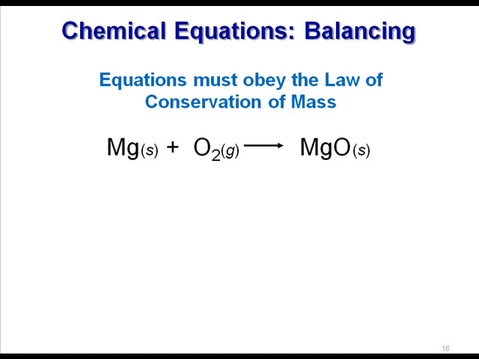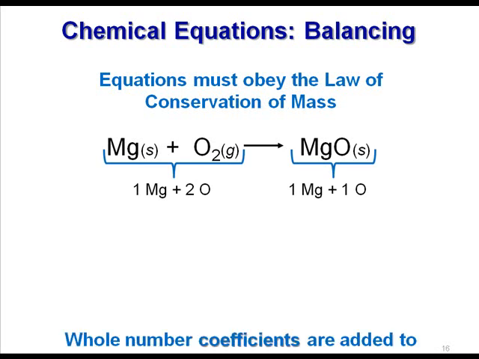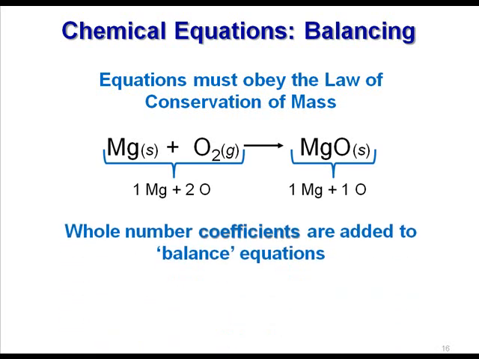So, how does one make sure that the balancing of it all makes sense? In other words, how do you make sure the law of conservation of mass is obeyed? The answer is this: 1 magnesium and 2 oxygen, and 1 magnesium and 1 oxygen. We need to balance this out. And what that means is, as the equation is currently written, an oxygen atom seems to have disappeared. We have 2 oxygen atoms on the left, but have only 1 oxygen atom on the right.